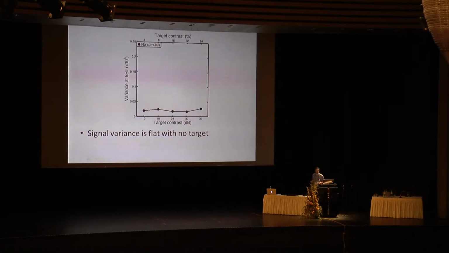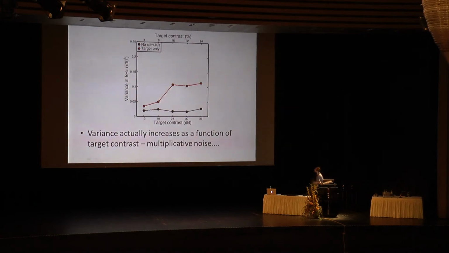Bit of a surprise when we look at the variance as we increase target contrast. Now, I come from a background of psychophysical models where we assume additive noise for the various reasons that Keith was just describing. But what I found when I looked at the variance of my EEG data is, in fact, that variance increases as a function of target contrast. So this is signal-dependent noise. This is multiplicative noise. And I was pretty surprised about this. I don't really have a very good explanation for why this should happen, but it's there in the data. And it turns out to be quite a useful tool.